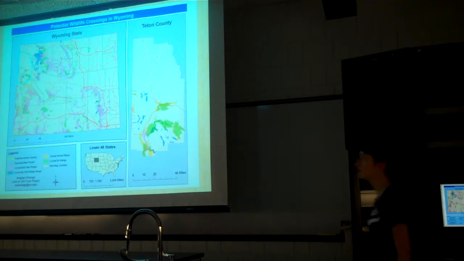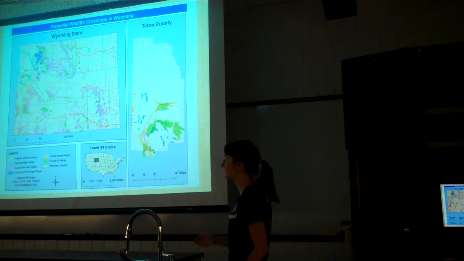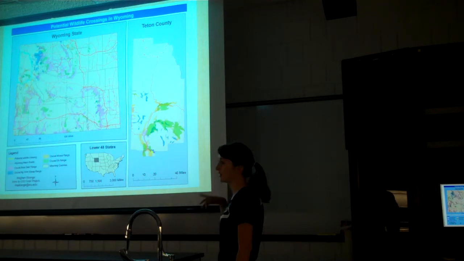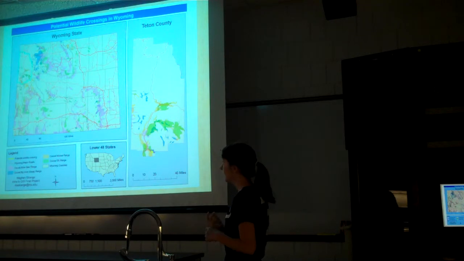And then this is my final map, which shows, again, all of the ranges of the animals, but the roads are also on there. And it also shows the one final spot that I found that would be the best place for a wildlife crossing. I did that by using the layer that I created in the previous map, the intersection of all the ranges where all 4 of those animals would be found.